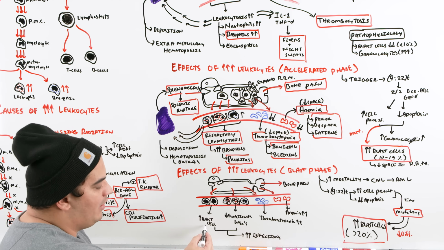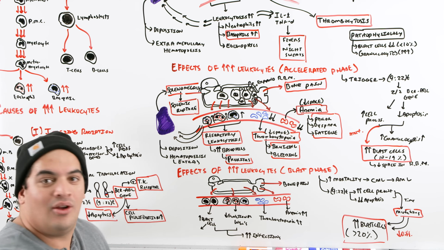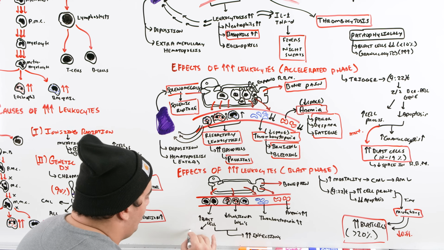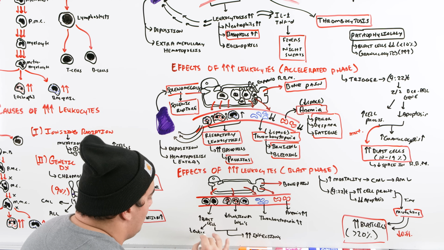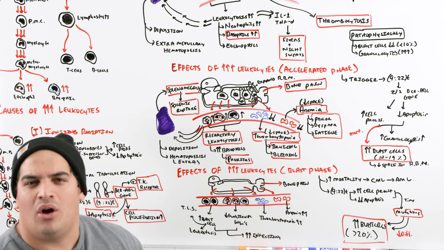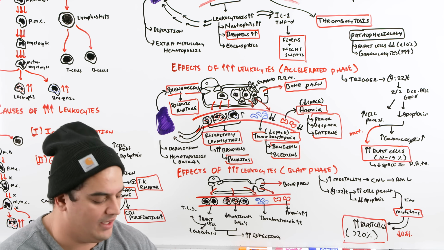And you know what else you can start seeing with lots of blast cells? All the oncologic emergencies. Like what? Like leukostasis. Like tumor lysis syndrome. All those fearful things that we talked about in acute leukemias.